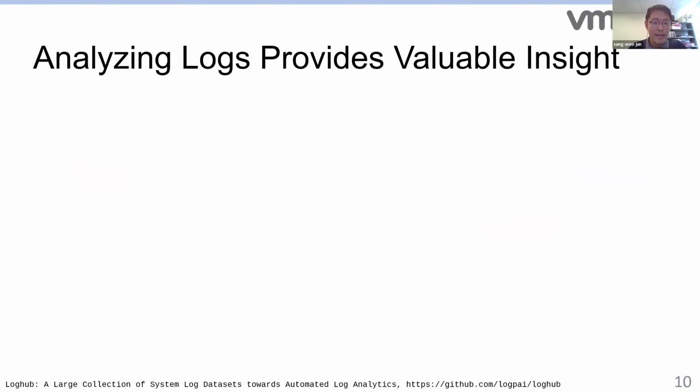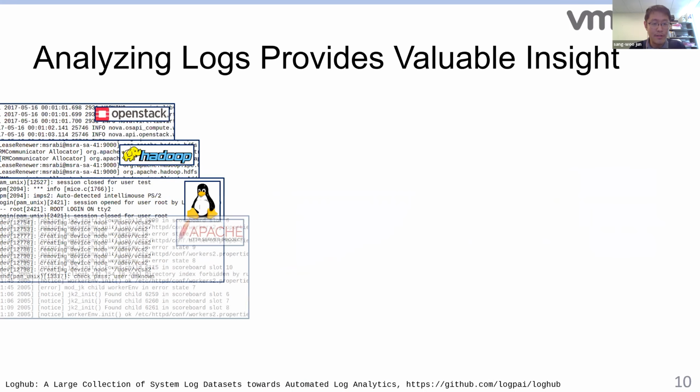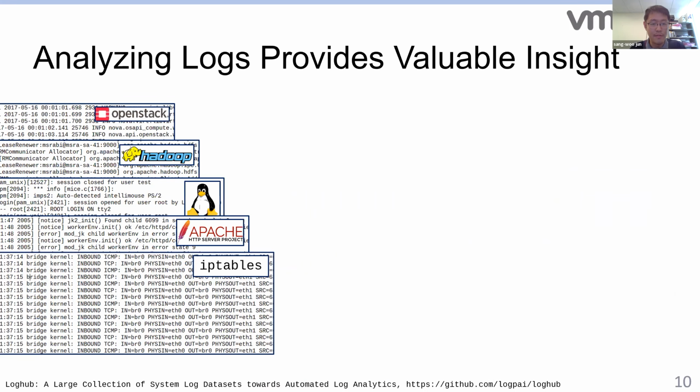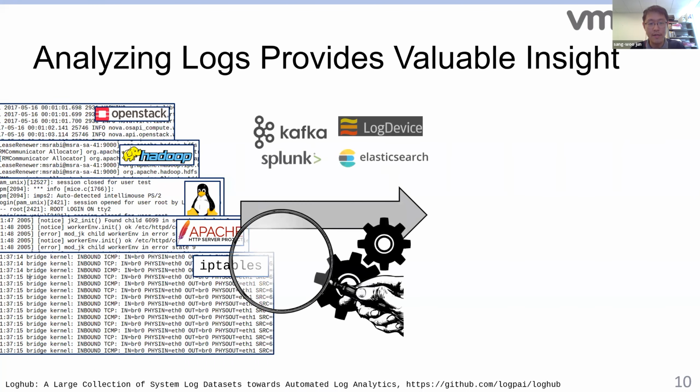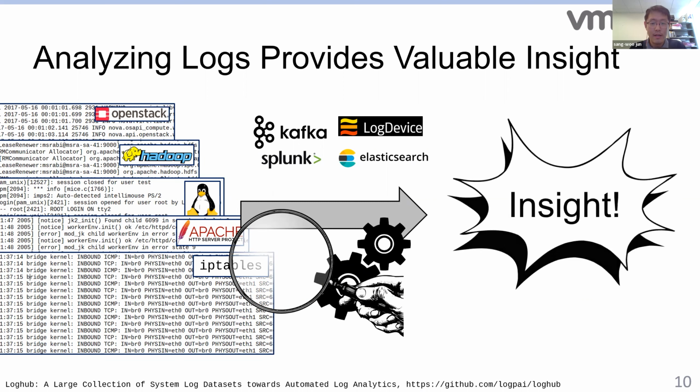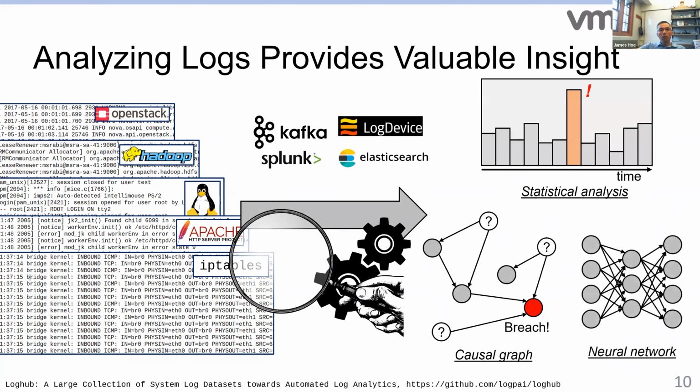So, logs. Analyzing unstructured text logs generated by software in conventional computer systems can provide valuable insight. If we do deep analysis into these unstructured logs using log analytics software systems, either by using tools such as statistical analysis, causal graph analysis, or even neural network based approaches, it is shown that we can obtain very deep and valuable insight in applications including intrusion detection and crash detection and things like that.